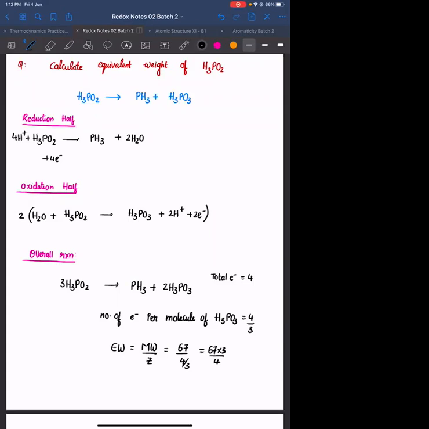Okay, 67 into 3/4. You can also calculate the Z factor, overall Z factor. 1/Z effective is equals to, yeah, सर हमें H3PO3 का करना है ना?